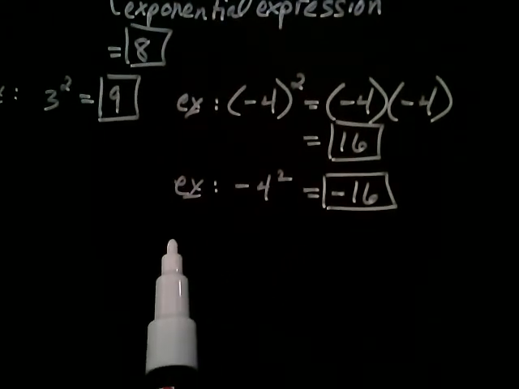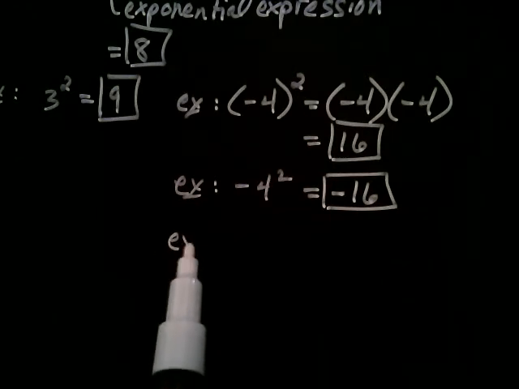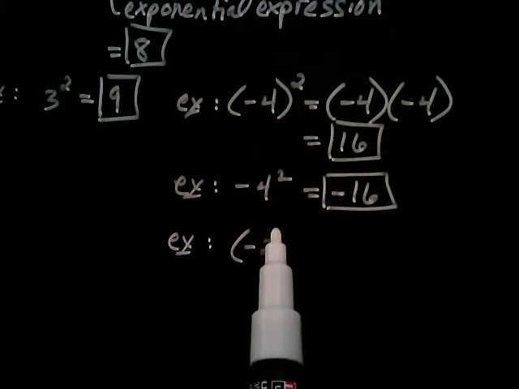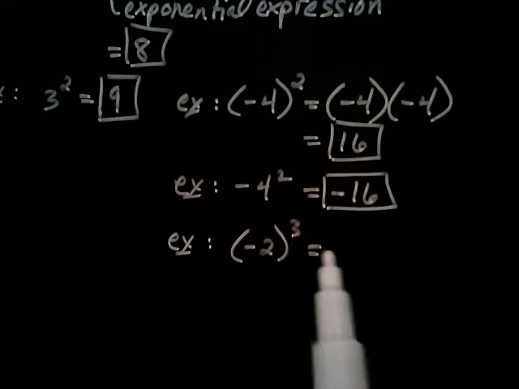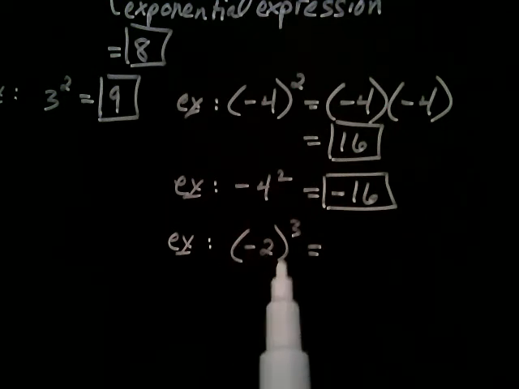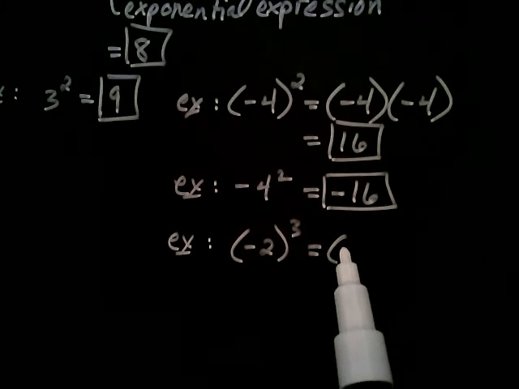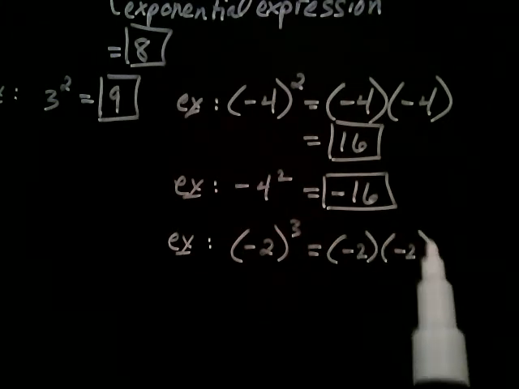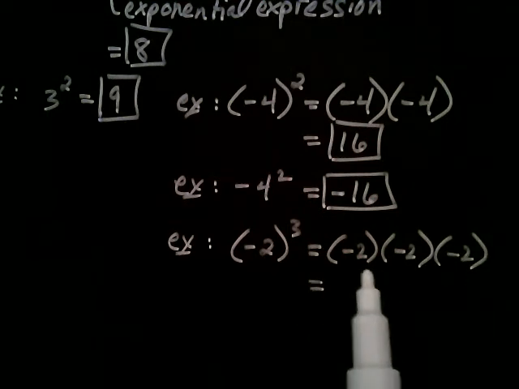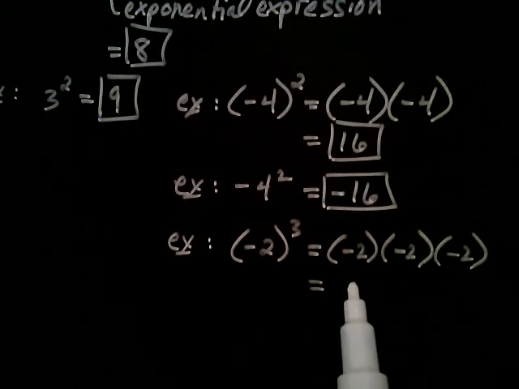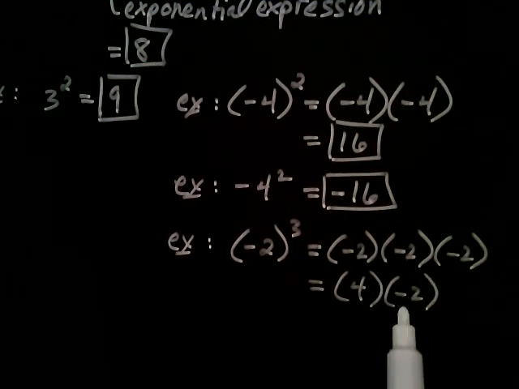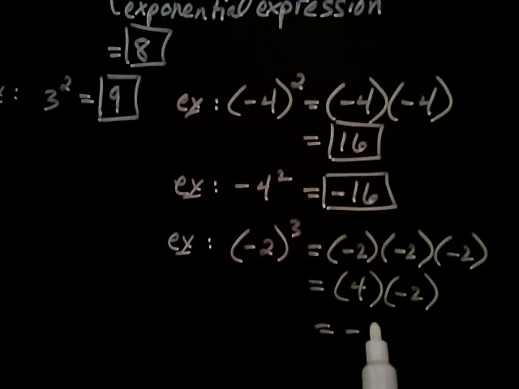So we could have another example like that. We could have something like (-2) to the third. And I see that the negative is part of the base because the negative is included in the parentheses. So this is -2 times -2 times -2. And what I now notice is that, well, -2 times -2 is +4, but then I also have this -2 here. And +4 multiplied by -2 is equal to -8.